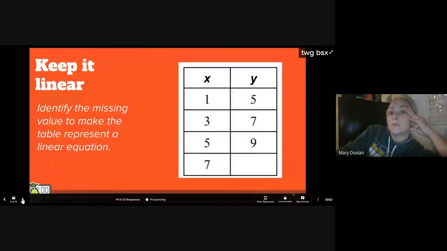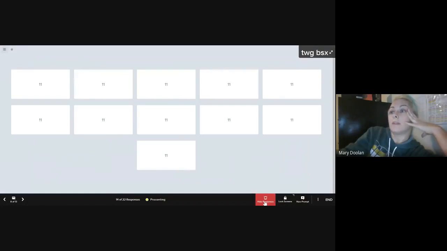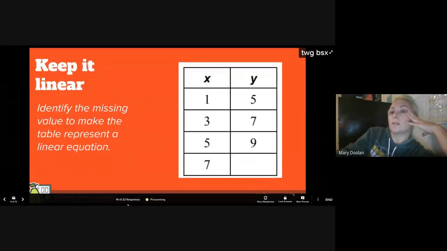The next interactive one is slide 8. Identify the missing value. Okay, so if you look at the pattern, the y's are going from 5 to 7 to 9. What comes next? 11. 11 comes next. So a lot of you got that correct.